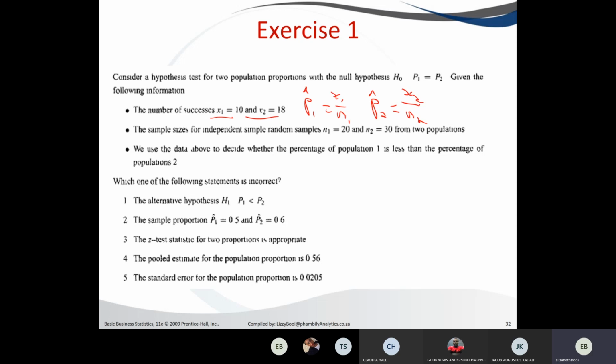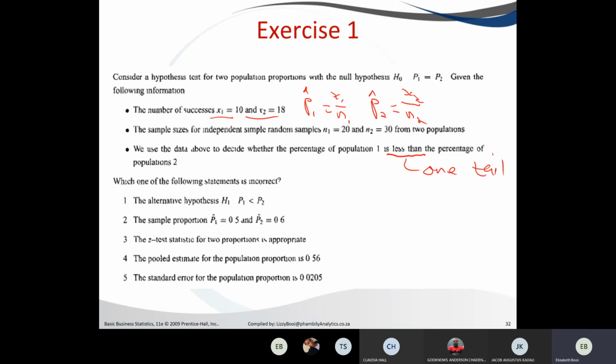And then they also tell you to use the data from above to decide whether the proportion of population 1 is less than the proportion of population 2. Remember now, the key words here are less than. So it means you need to know what your alternative hypothesis will be. Your alternative says it's less than, and when it's less than, we are going to be doing a one-tailed test.